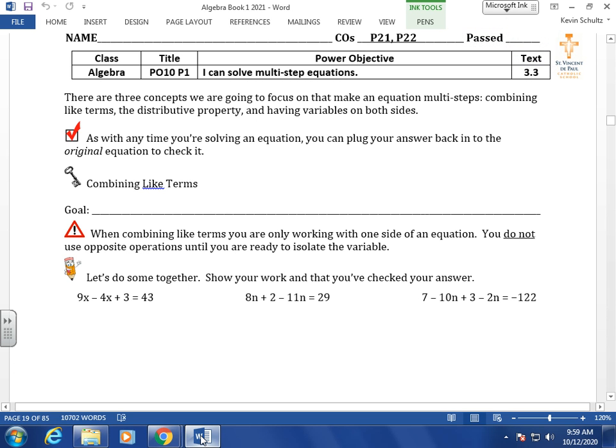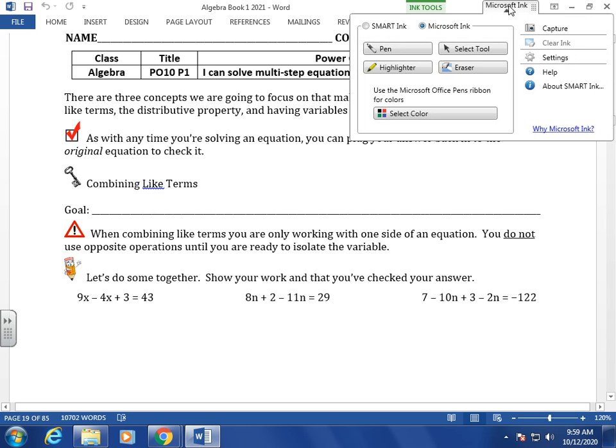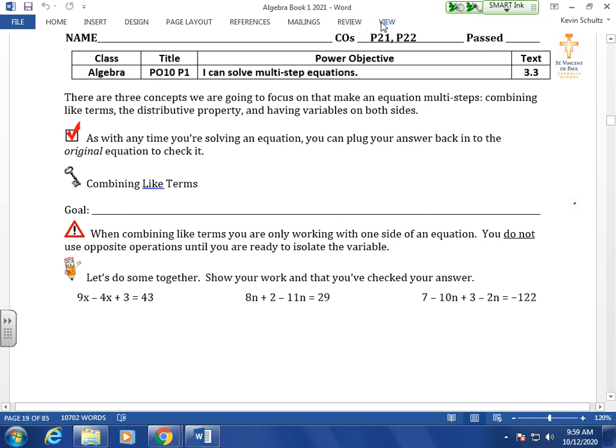One good day in algebra. We'll be going over PO10, part 1. We went over essentially the first half last Thursday, where we talked about combining like terms. We talked about the distributive property, both of which are used to get these equations down to our comfort zone, which is our two-step equation.